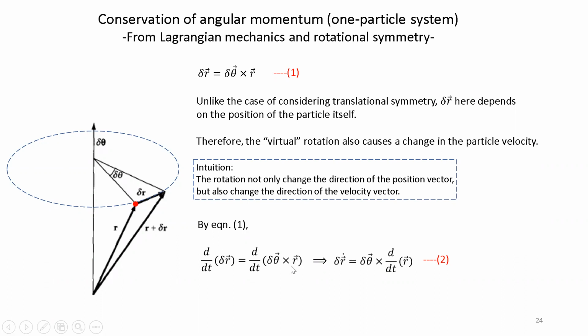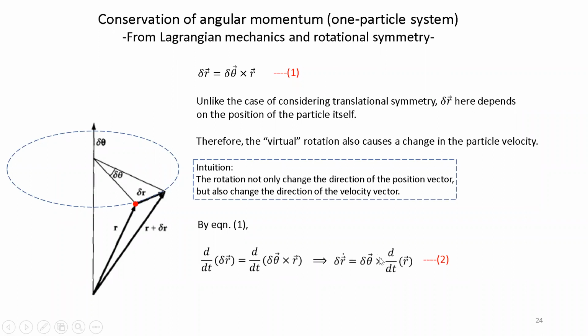The delta theta itself, by definition, is an instantaneous operation, so this one does not really involve any time. However, the R itself may. That's why for this time derivative of delta R, you can take this delta theta out. This one is instantaneous and does not depend on time, but you still have this dR/dt over here.